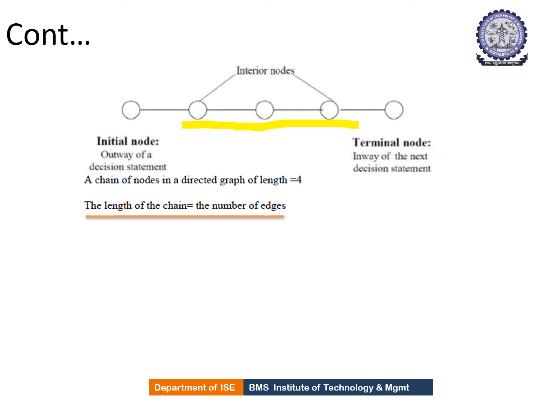So again, we know what a chain is. The length of the chain is equal to the number of edges. How many edges are there? 1, 2, 3, then here 4. So the length is equal to 4. The length of the chain is equal to the number of edges in a given program flow graph, from the initial node to the terminal node.